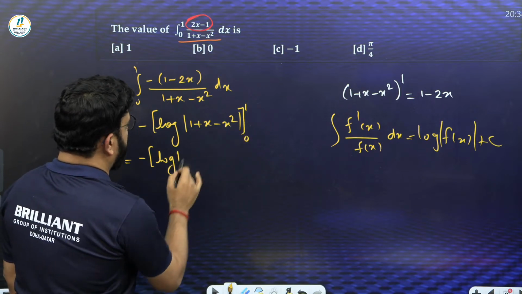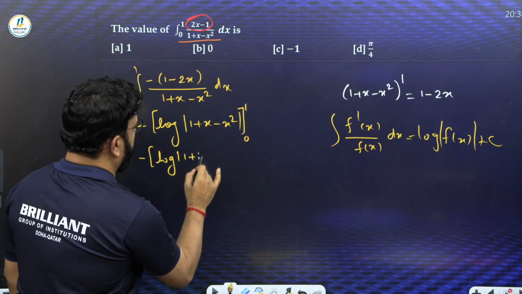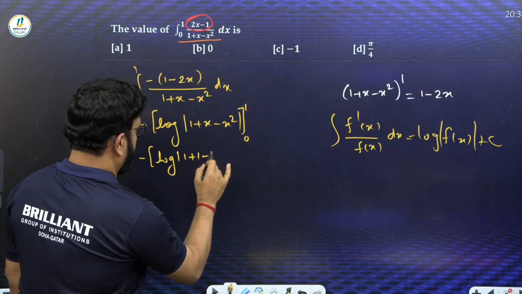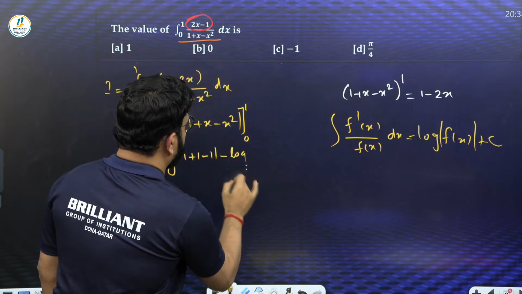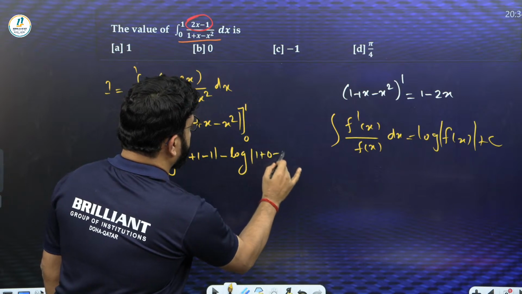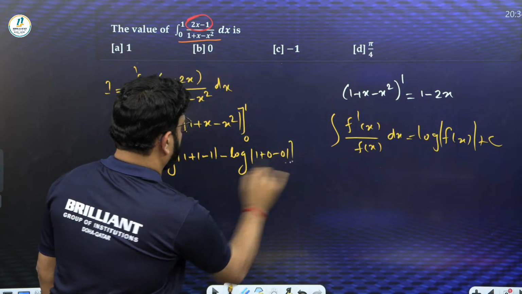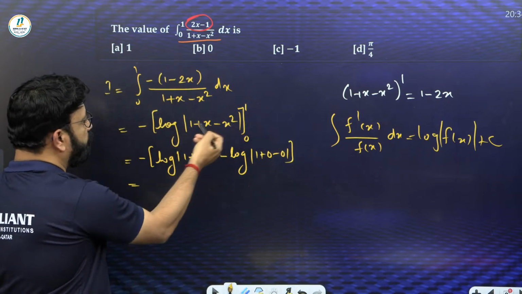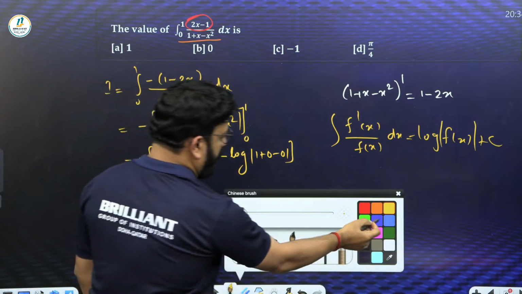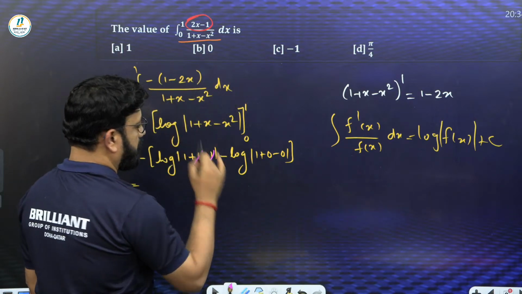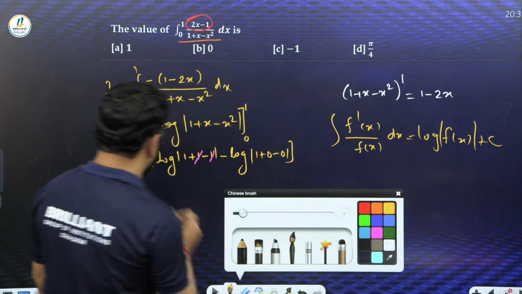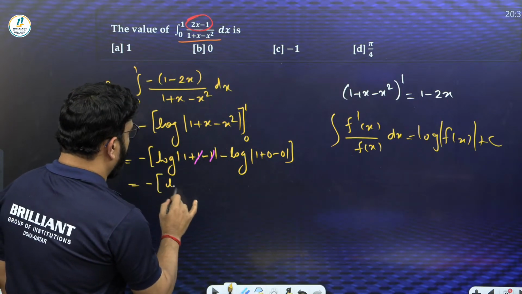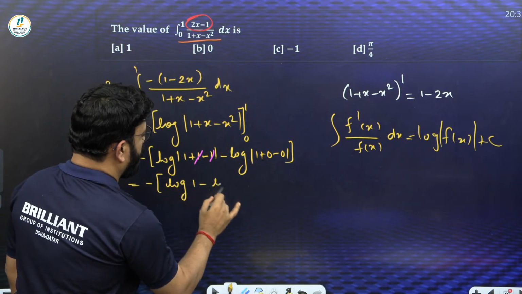Substitute the limit values: minus of log of 1 plus 1 minus 1, minus of log of 1 plus 0 minus 0. That's equal to log of 1 plus 1 minus 1, the 1s cancel, and log 1 is there. So it goes to minus of log 1 minus log 1.